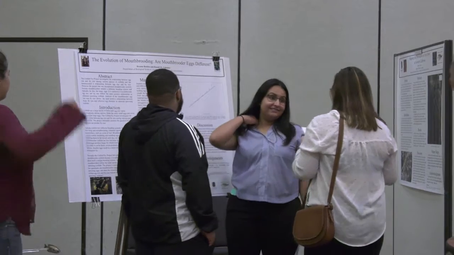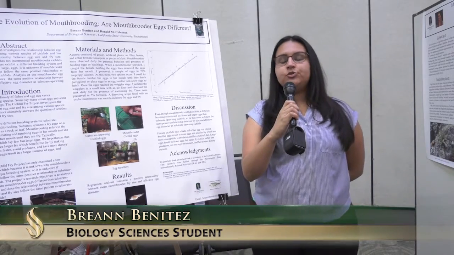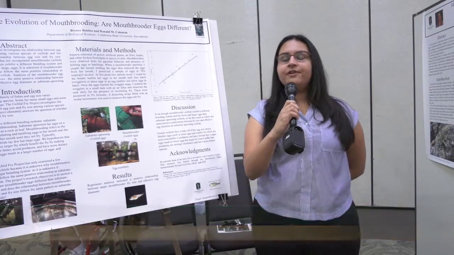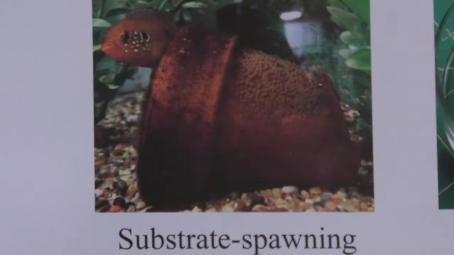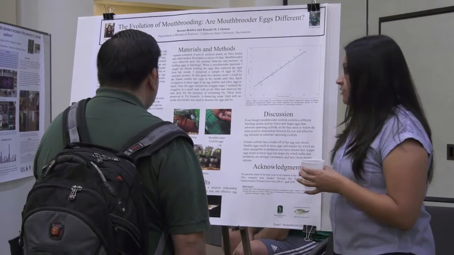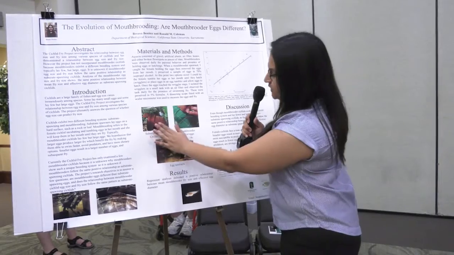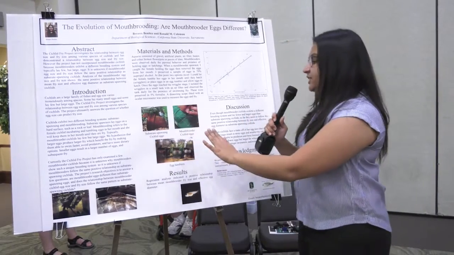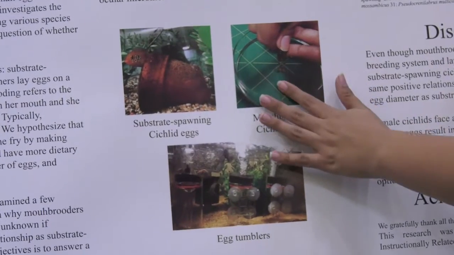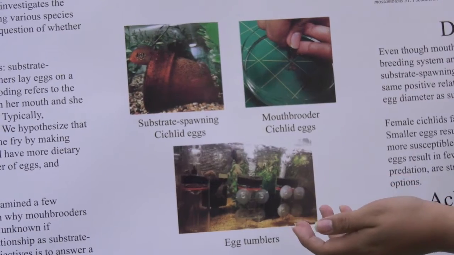The cichlid fry project investigates the relationship between egg size and fry size among various species of cichlids. Substrate cichlids lay a lot of eggs, but very small eggs, as you can see here. Mouthbreeder cichlids typically lay very large eggs, and they tumble them in their mouth.